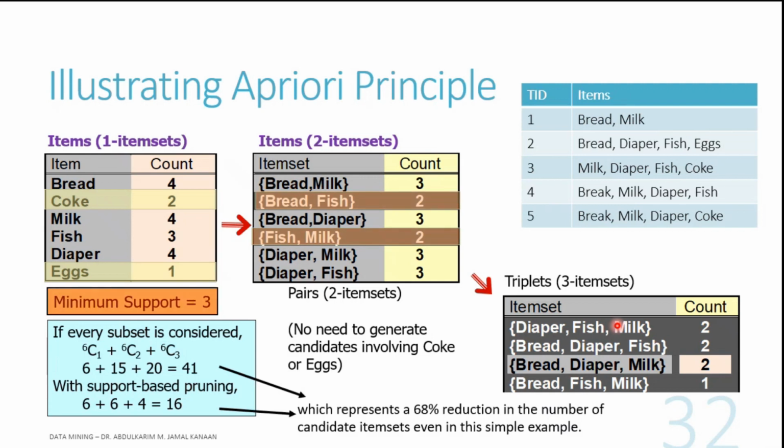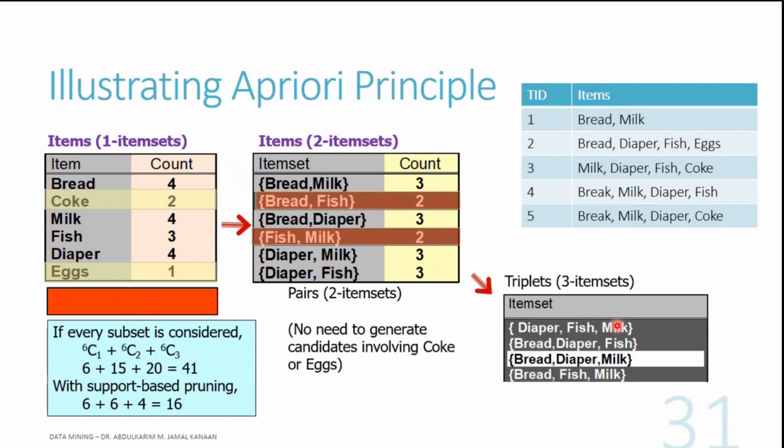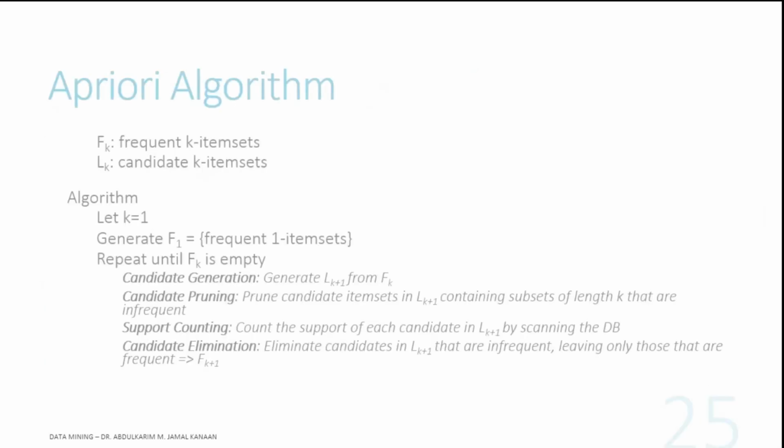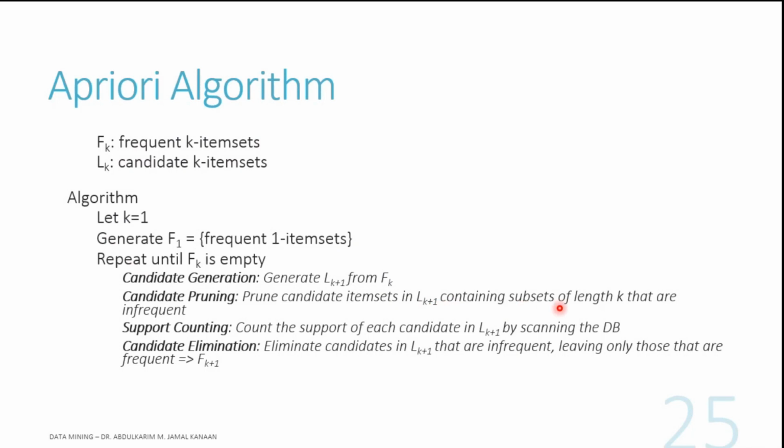But now we apply the Apriori principle. So now going back to the algorithm, what it says, we need to do pruning. If you check back the algorithm, after we generate L3, then do candidate pruning. Prune candidates in the item set of L3 containing subsets of length K that are infrequent. We already found some item sets we have now generated as candidates which are infrequent, right? So now we are at this stage. Now we need to do candidate pruning.